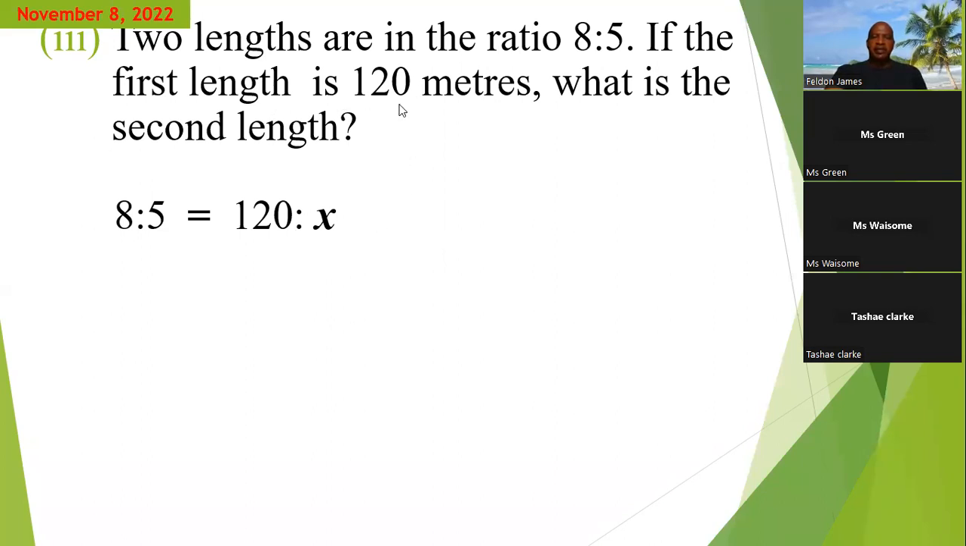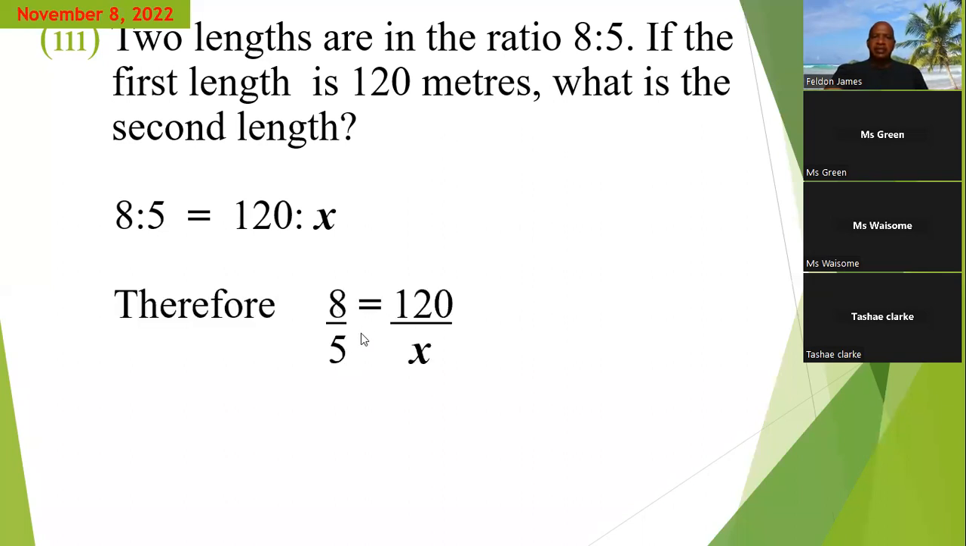Now, in this case, we would have known the first length to be 120. The second length we would not have known. And so if both ratios are the same, it means that we can equate the ratios. We can equate 8 to 5 to 120 to x. And if you write both ratios in the form of fractions, we would get 8 over 5 equals 120 over x.